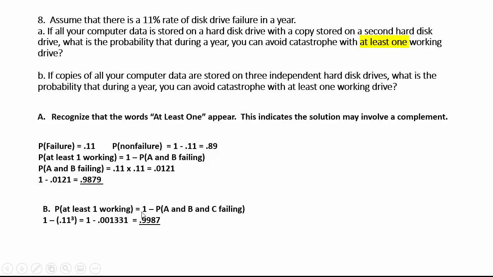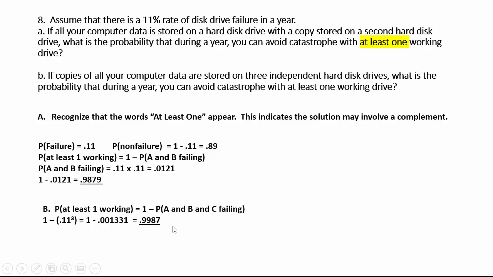It is the same thing. At least one working is 1 minus the probability of A and B and C failing. So now we have 3 of them, which means rather than squaring 0.11, we've got to cube it, which means multiply it times itself 3 times, and then subtract it from 1. If you do this, you'll end up getting 0.9987 as your final answer.